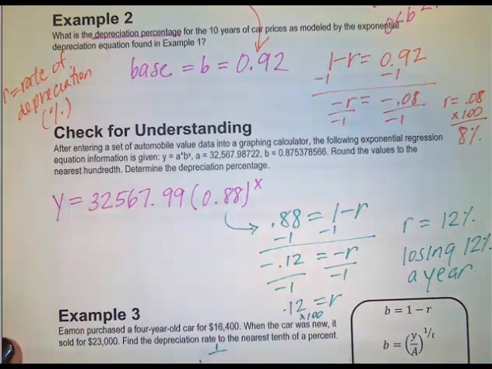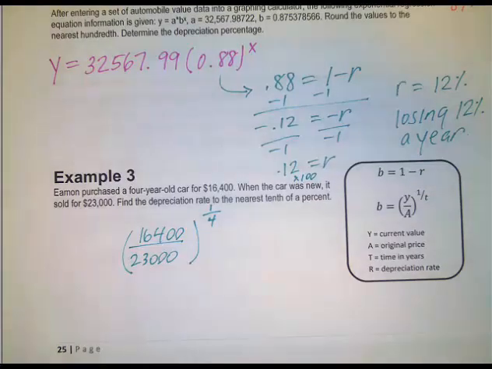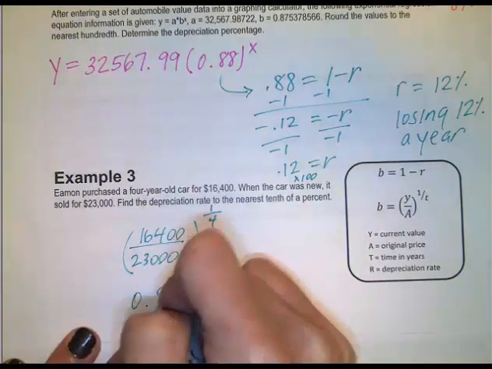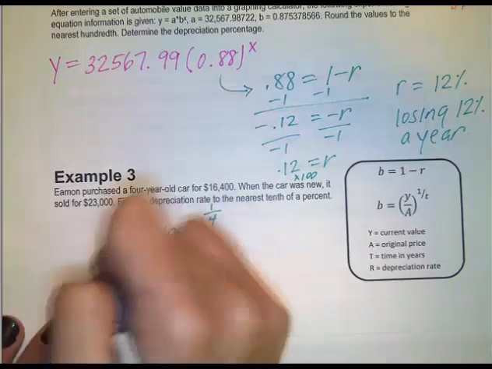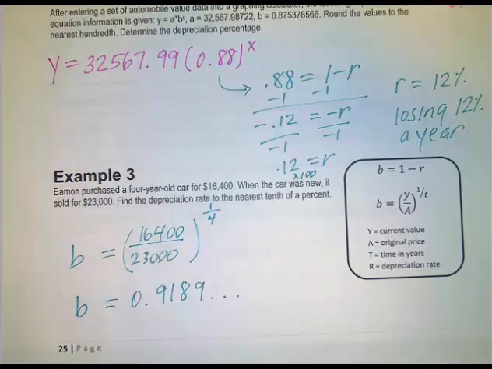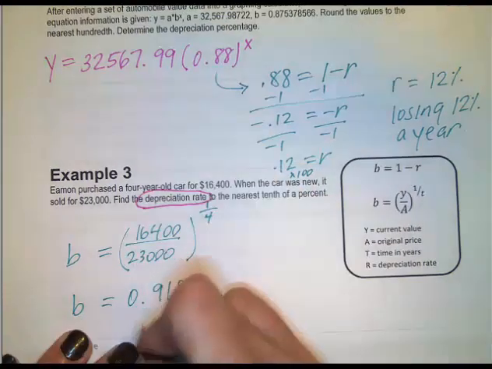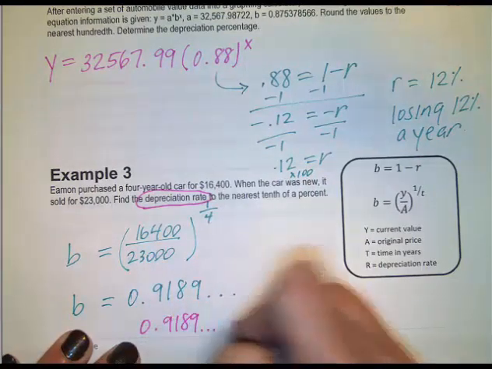Well, that is 4. So go ahead, me being off the screen today, holy cow, and plug that into your calculator. So you should get a decimal of 0.9189 blah blah blah, and that is your base. So again, just like the other questions, your base, since we're trying to find the rate, we have to do that this base, 0.9189 blah blah blah, equals 1 minus r.